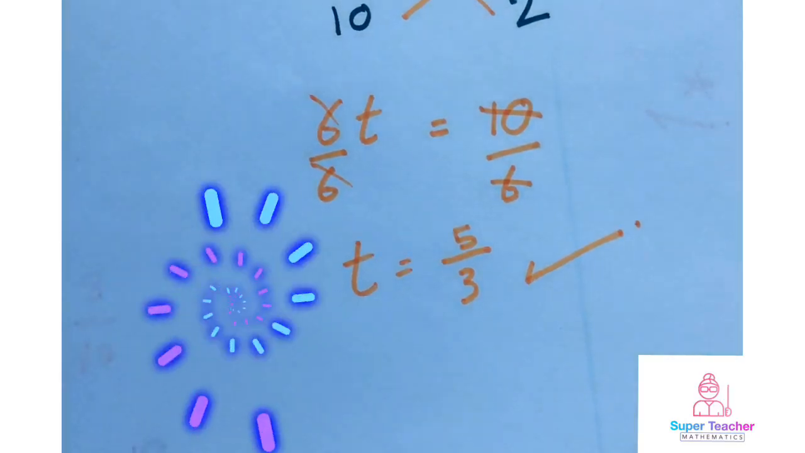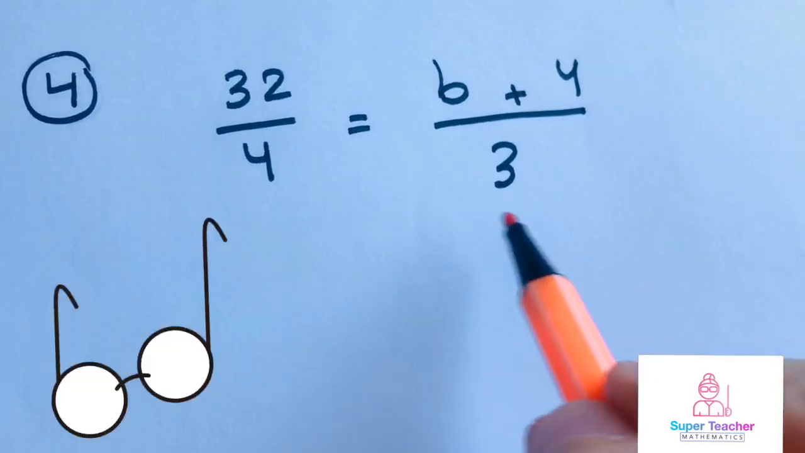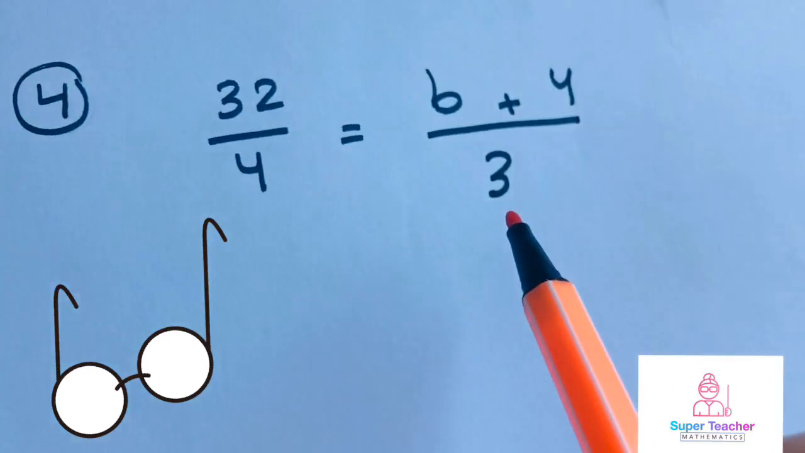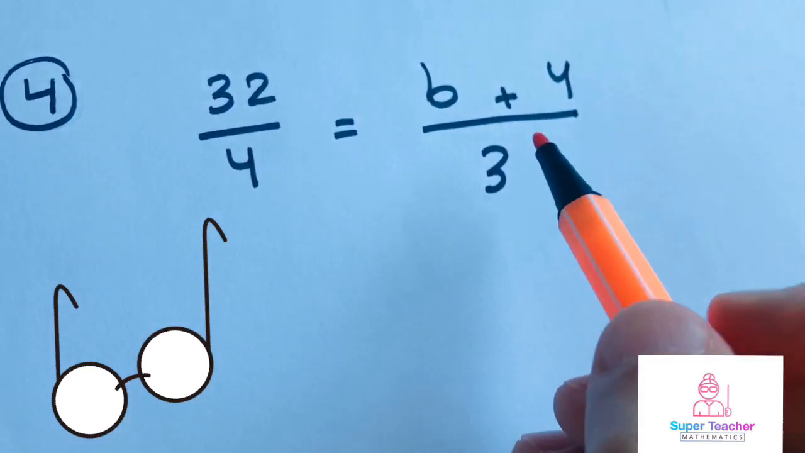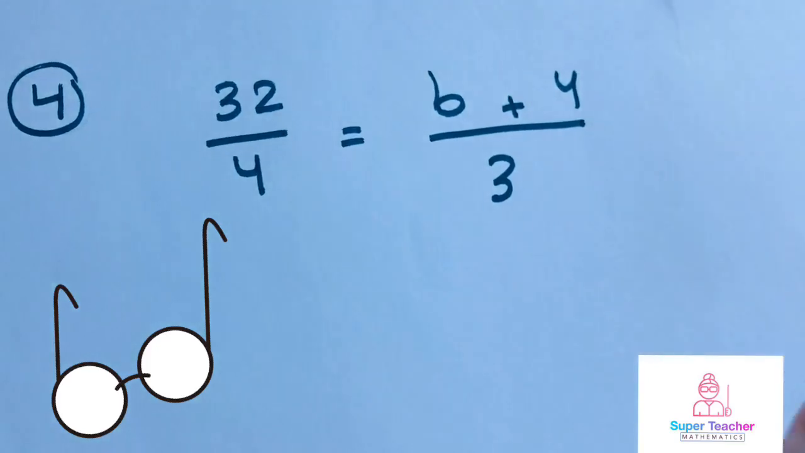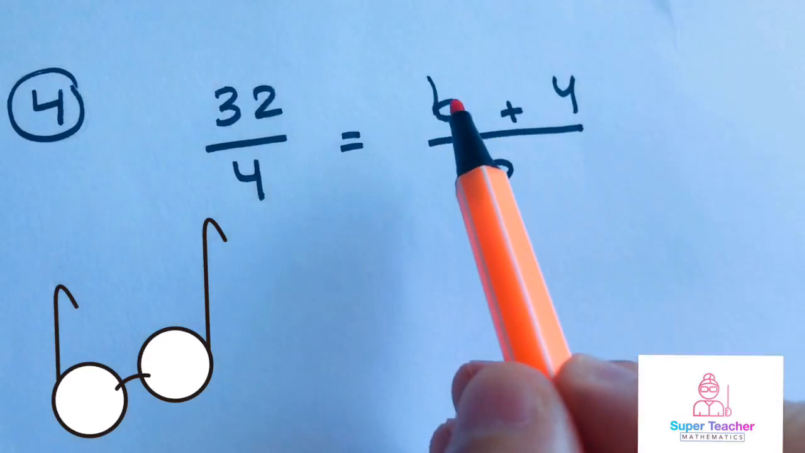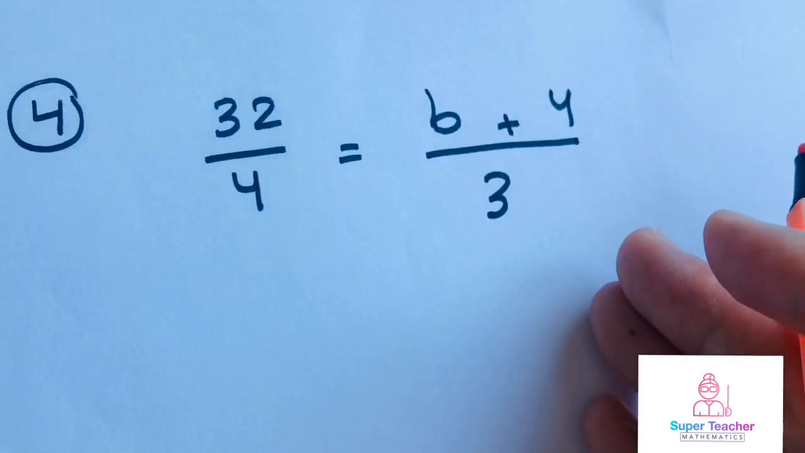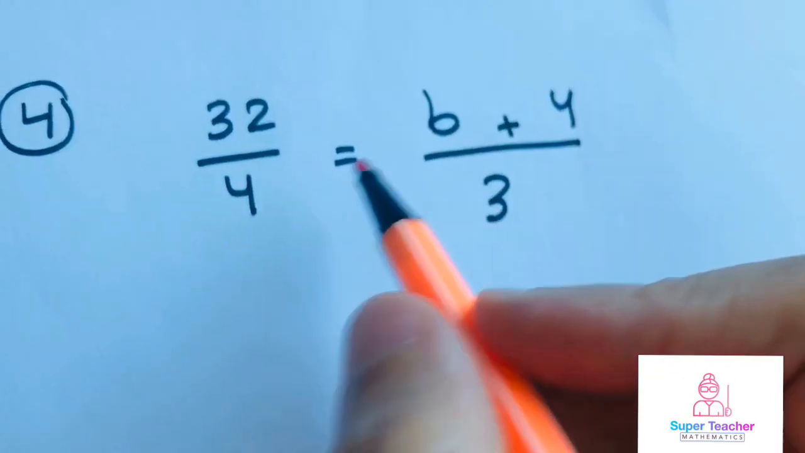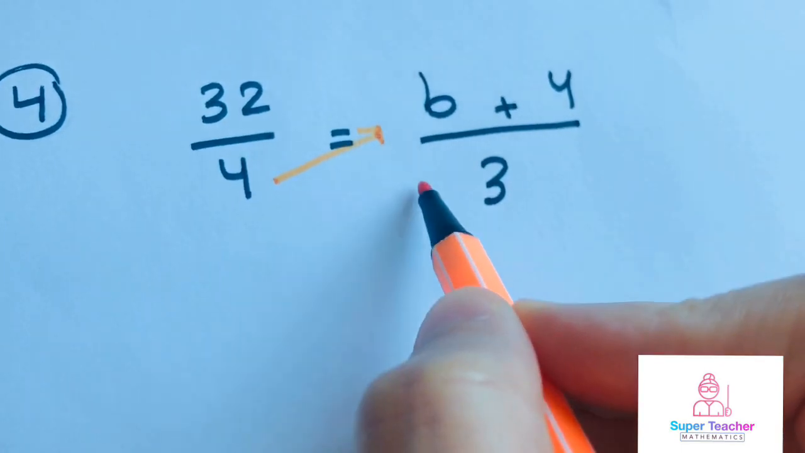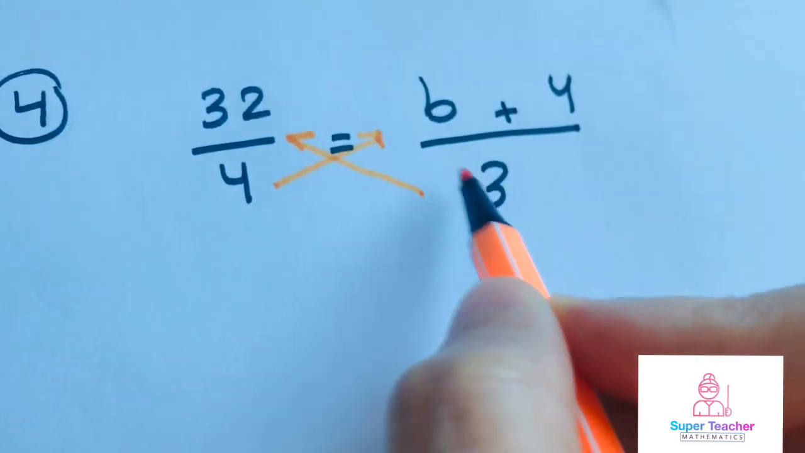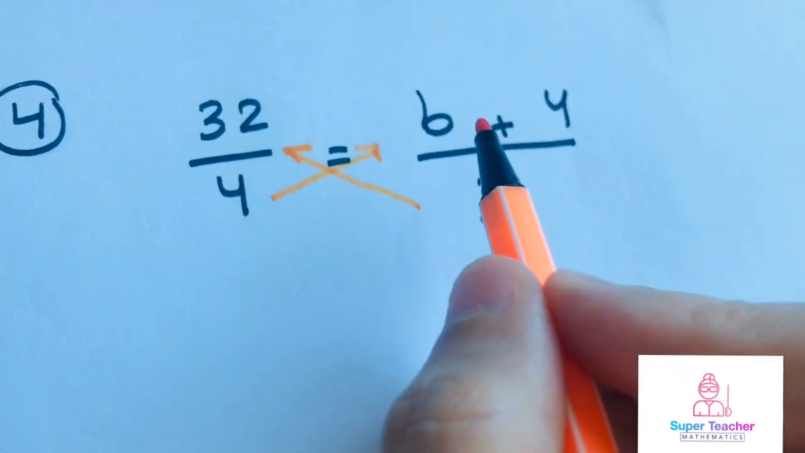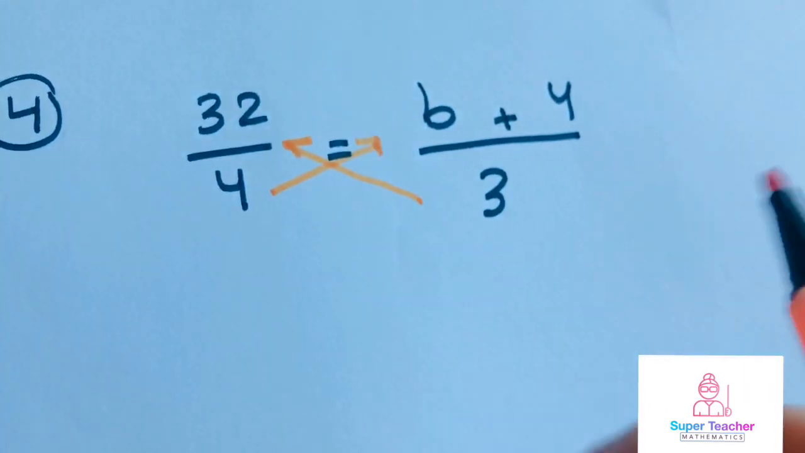Done. Okay, question 4. I want to solve this proportion: 32 over 4 equals b plus 4 over 3. Now it's a little bit different from the questions before because we have b plus 4 together in the numerator of the right ratio. What I'm going to do is the same thing: multiply the bottom number by the top number on the other side, and the bottom number by the top number on the other side.